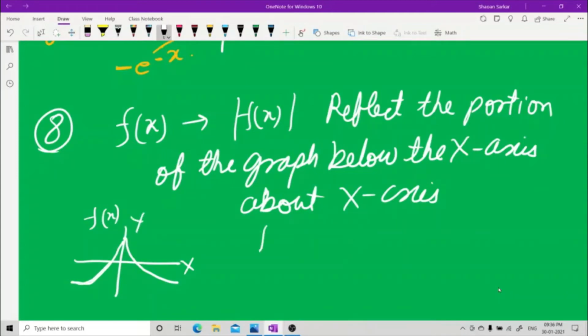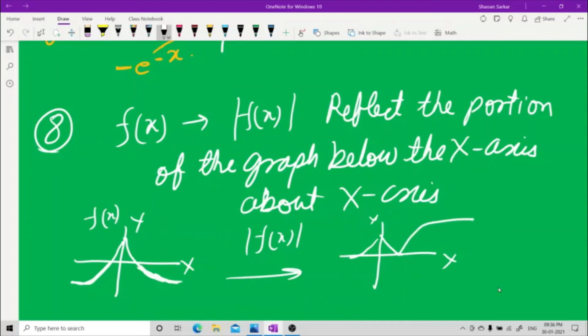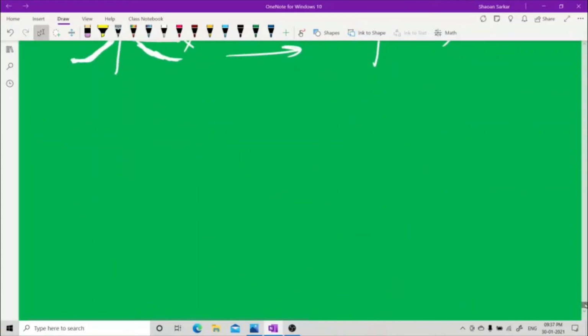Now I write mod of f(x). This graph will now become, this is your x-axis, this is your y-axis. This much will be there, this much will be there. So this much portion will now go to this portion, and this portion will go to this portion. Like for example, let me take one more example. That is y equal to sine x.